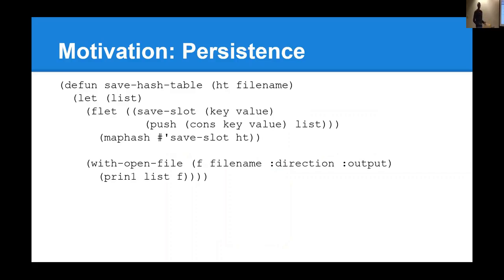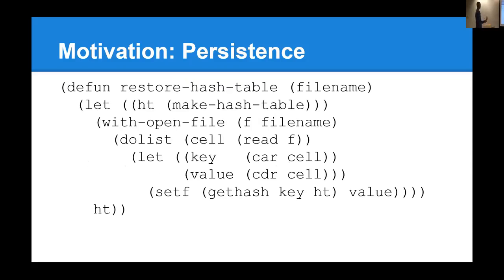One data structure that does not have a standard printed representation is a hash table. But we can really easily write some code to save a hash table to a file. So here we just map the hash table, collect the key value pairs into conses, put them in a list, write the list to a file using the standard printer. And the reverse function, read the conses out of the file, reconstruct the hash table.